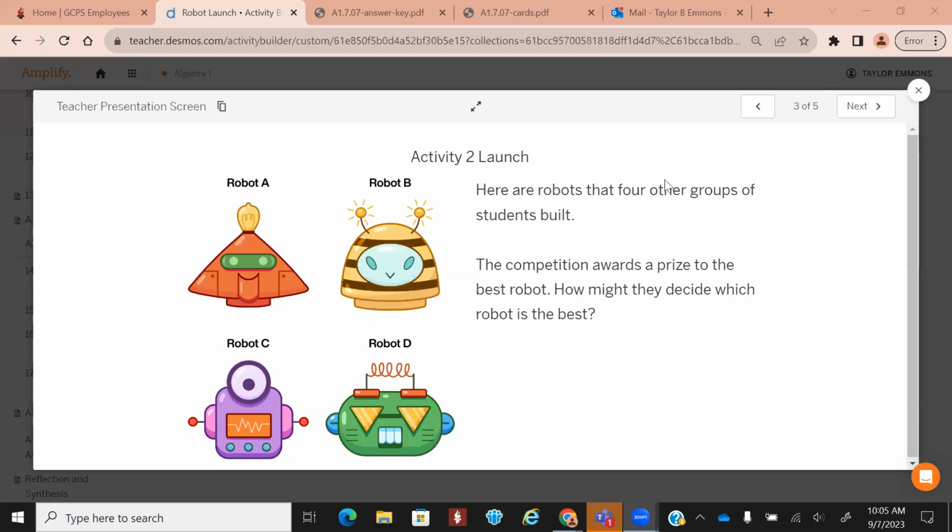Okay, so here are the robots that the 4 other groups of students built. There's a competition that awards a prize to the best robot. How might they decide which robot is best? Somebody said how high? Okay, what else? How far out does the robot go? Anything else?